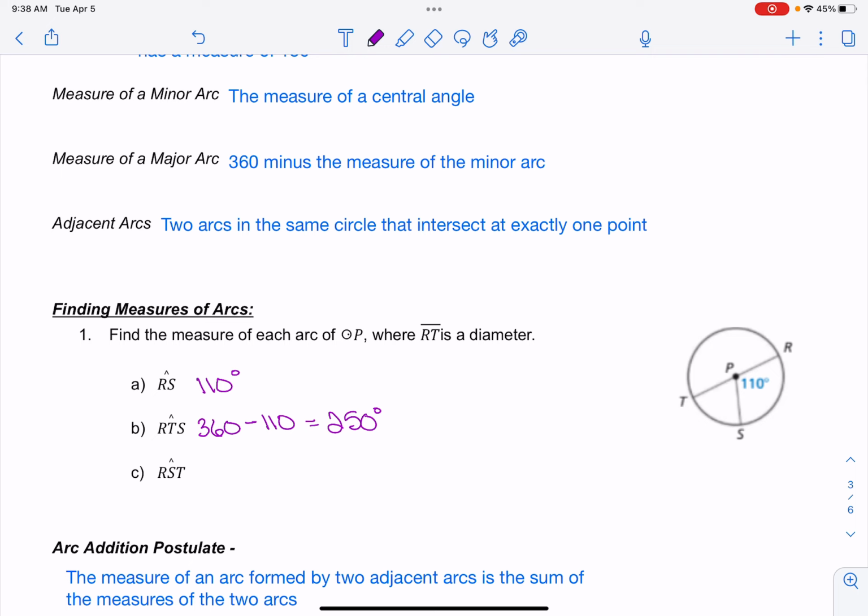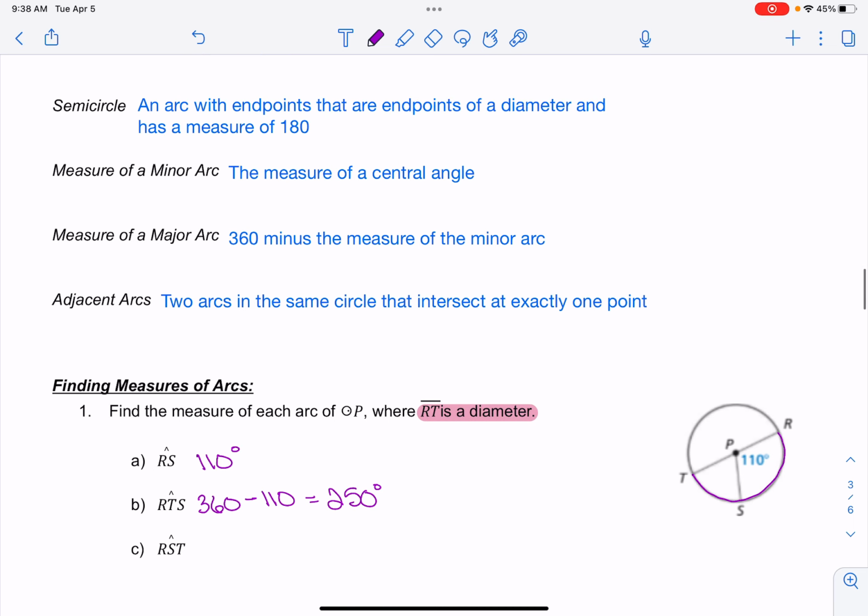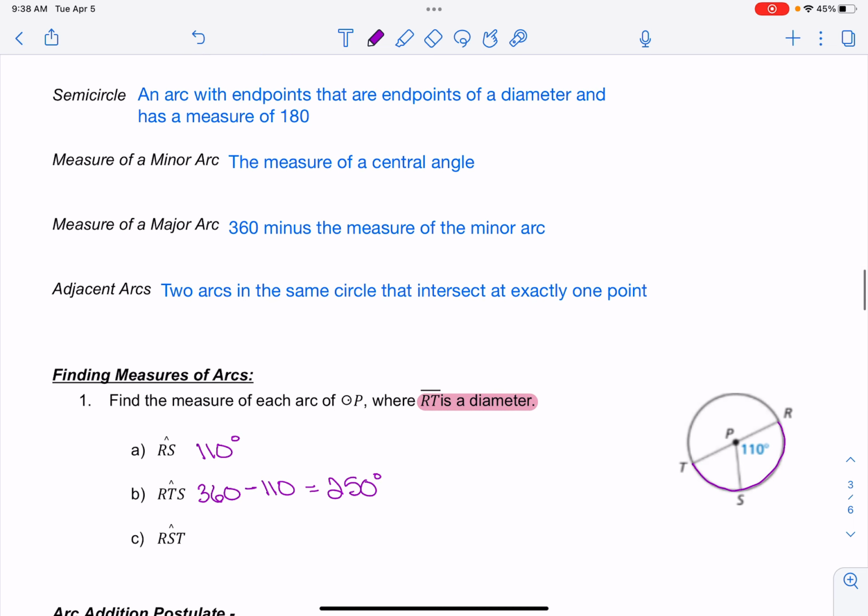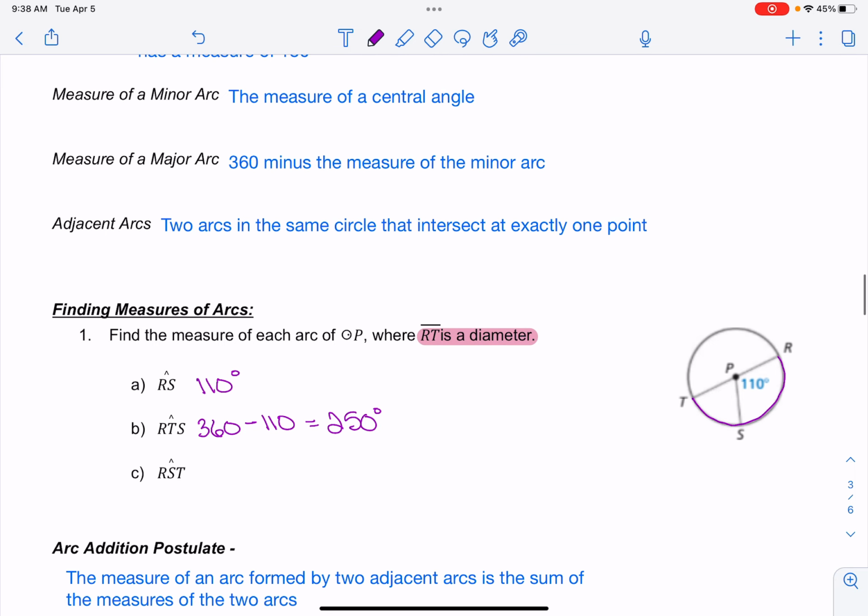And last but not least, we have RST. So R to S to T. They did tell us up here that RT is a diameter, and according to our vocab above, a diameter and a semicircle are kind of one and the same, and they have a measure of 180 degrees. So RST is 180 degrees.